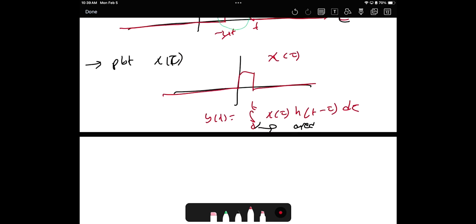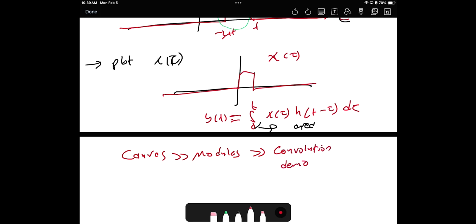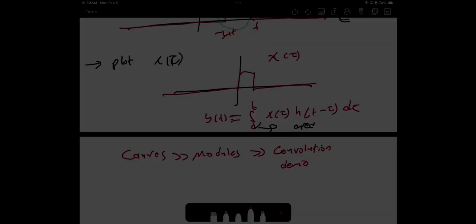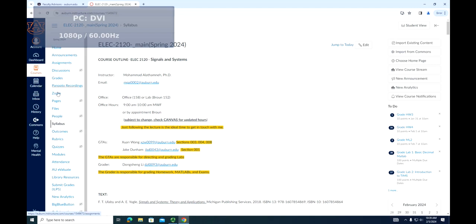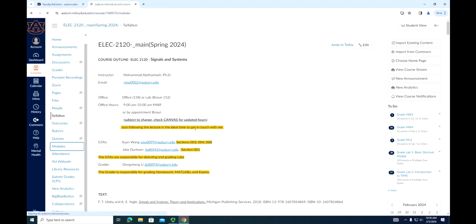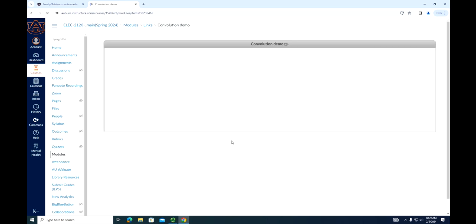Okay, how can we understand this in a graphical way before doing the examples? Go to Canvas, the modules. You will see a link called convolution. Let me show you the screen. Go to modules, convolution table.